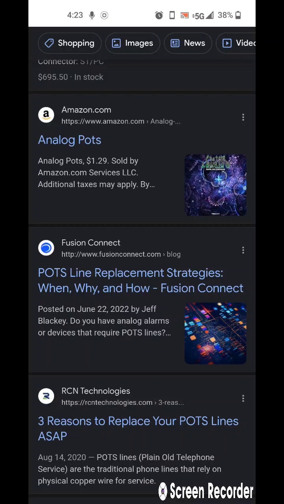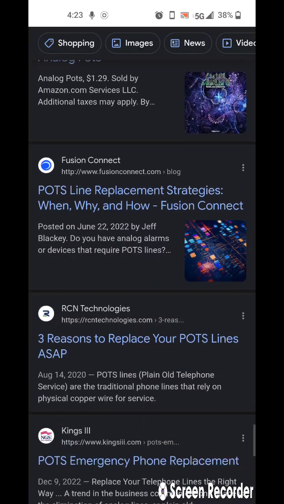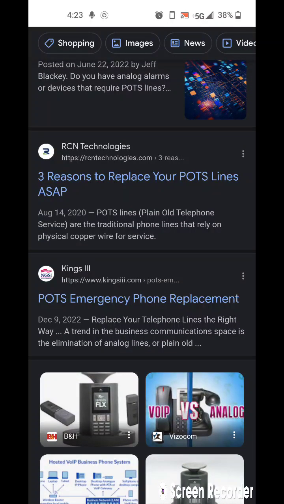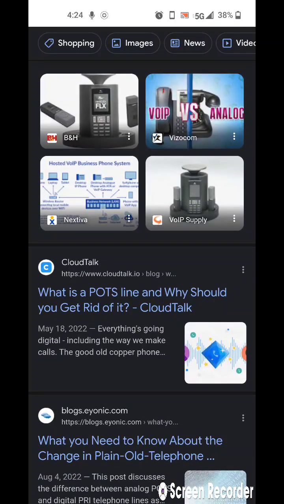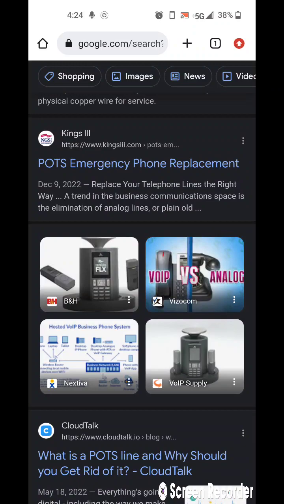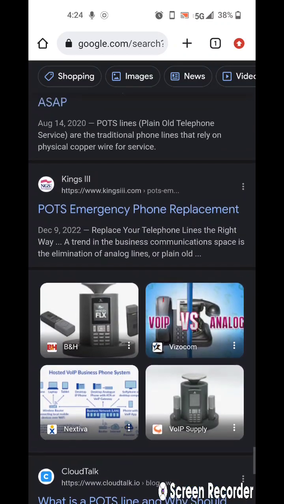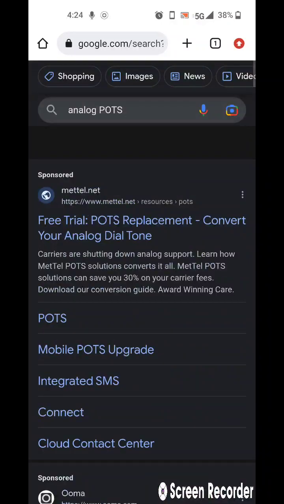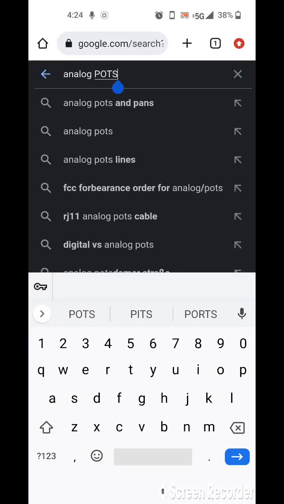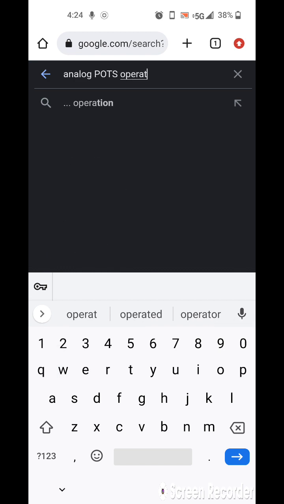So as you can see, posted June 22nd, 2022, POTS line replacement strategies. When, why, and how. Three reasons to replace your POTS lines ASAP. That was in 2020 right there, they're posting it. Do you guys see what I'm pointing out? If you guys don't understand what this means, it's this: POTS works on regular phones. Analog POTS operators.